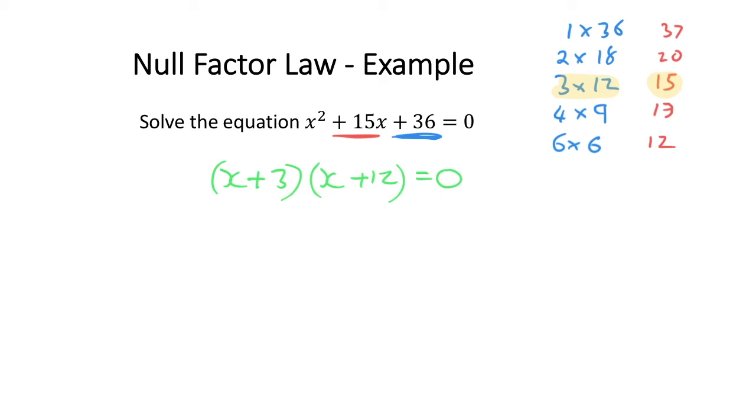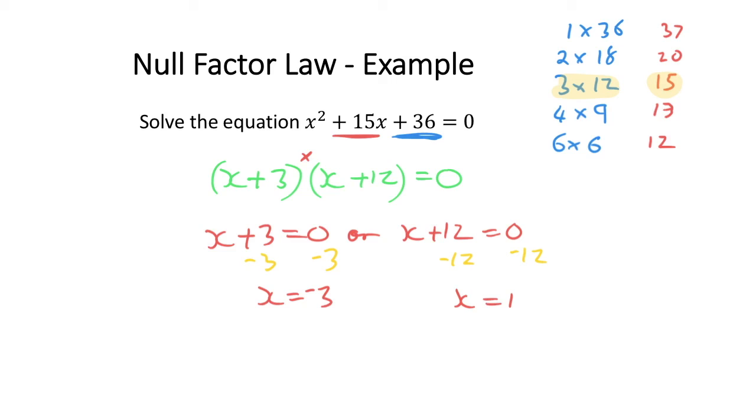So now that I've got it in factorized form, I can go ahead and apply the Null factor law. And remembering that in between my brackets, it's going to be a multiplication sign. So when I'm multiplying, either x plus 3 is going to equal 0, or x plus 12 is going to equal 0. So now I can solve each of those options. So x plus 3, to get x by itself, I need to subtract 3 from both sides. So x is going to equal negative 3, or x plus 12 is equal to 0. To get x by itself, I need to subtract 12 from both sides. So x is going to equal negative 12.